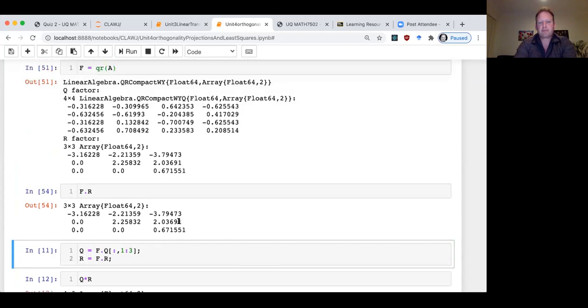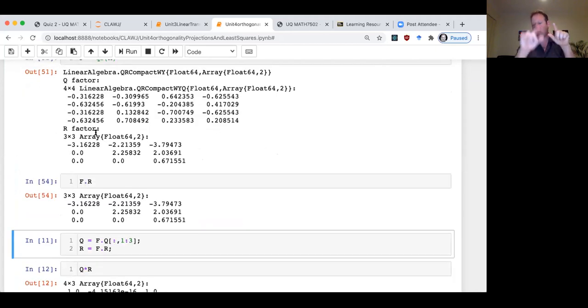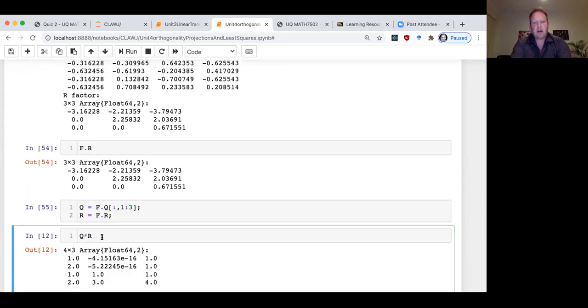You see upper triangular. But look, the Q matrix is not 4 by 3. The Q matrix is 4 by 4, because it did the complete QR factorization. It also appended an identity matrix to this guy. So if I want the QR that I just taught you about that does not append this, I'm going to call the matrix Q F dot Q, just the first 3 columns, because that fourth column came from the appended identity matrix. So that's going to be the Q matrix, and that's going to be the R matrix.